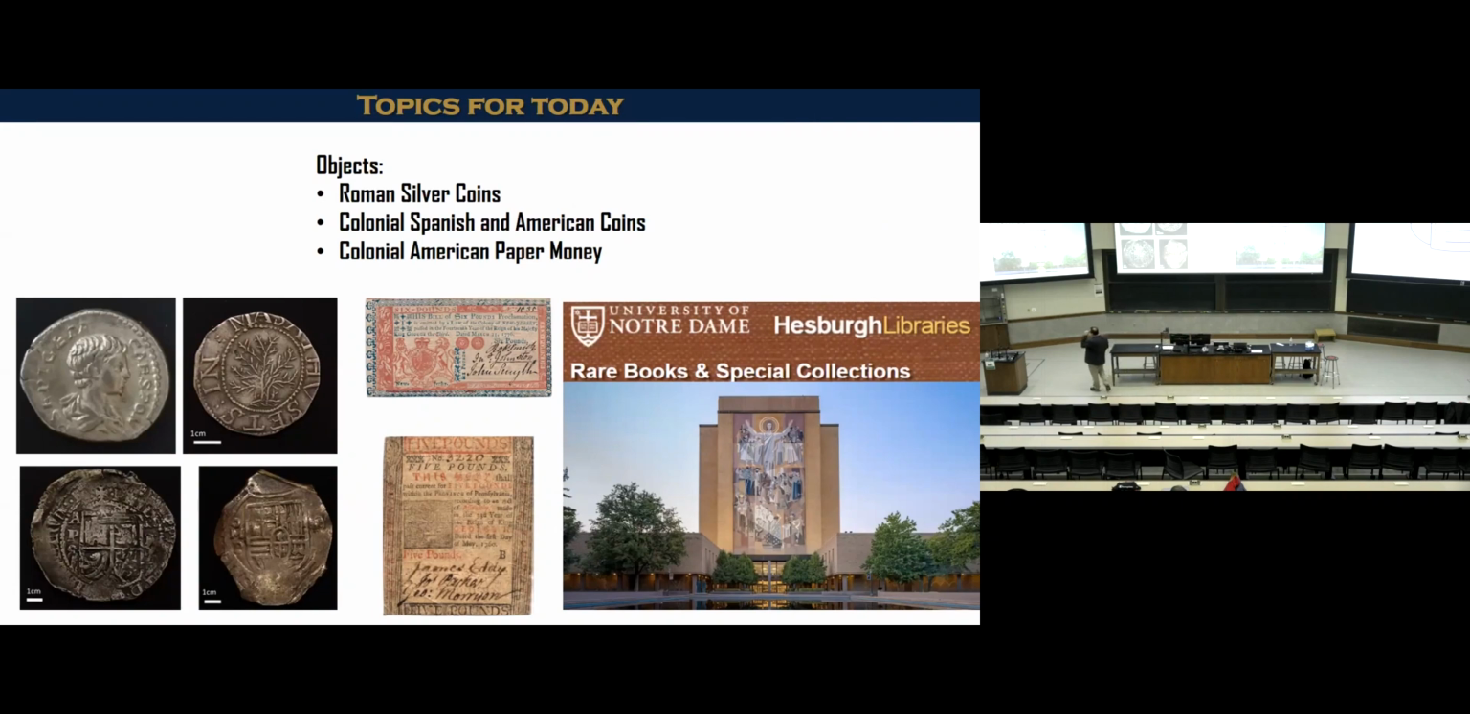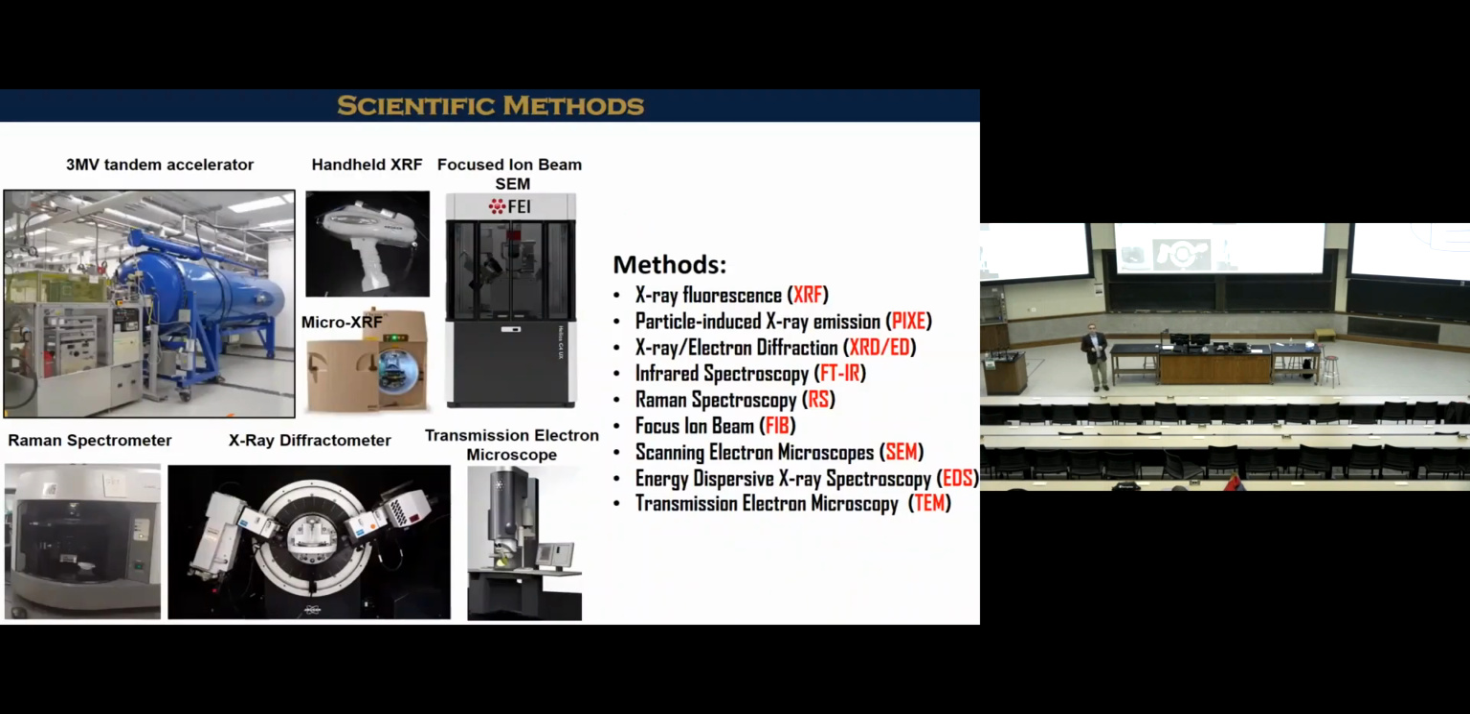So for today's topics, we are going to tackle some of the objects that we are fortunate to have on this campus. We have a library, and in the library we have rare books and special collections. And we have thousands of coins and paper currency, mostly from colonial Spanish and American times, also colonial paper money. So we'll talk about this, and then we are using multiple techniques to analyze those objects. Some of them are shown here as images.